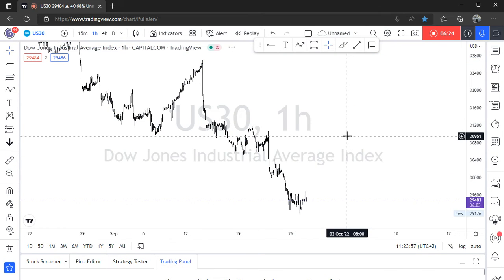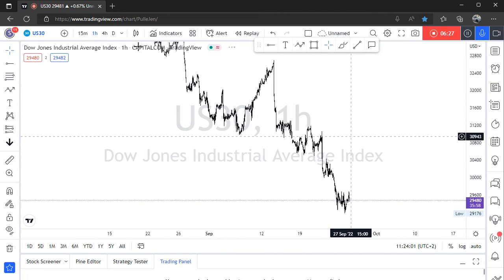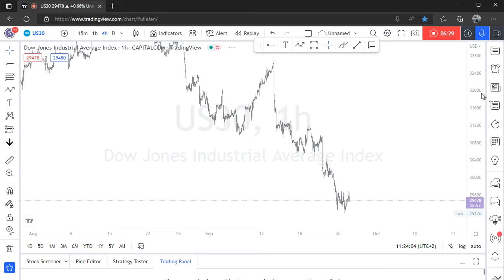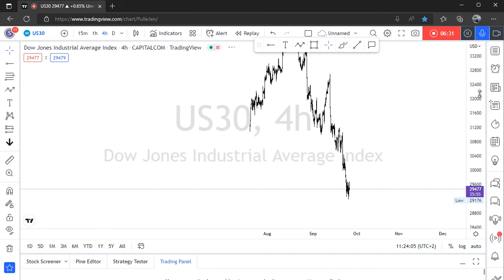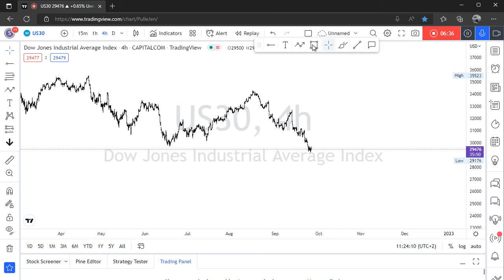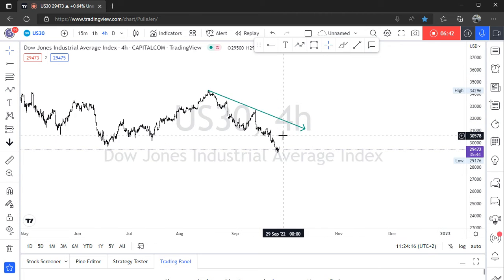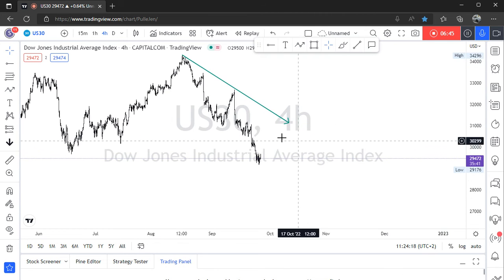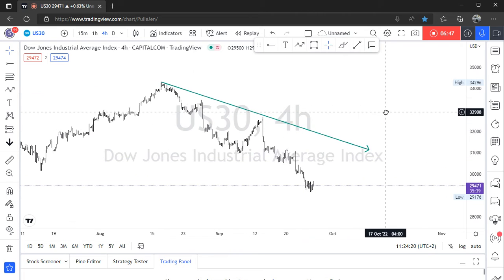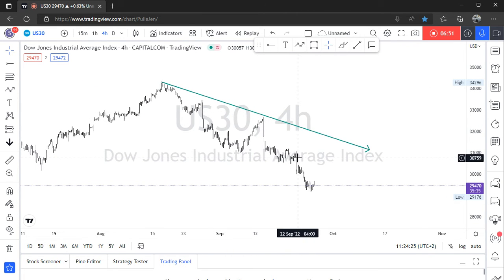The US30, this one too, is also moving to the downside, and probably it's this thing of the recession and inflation going up, the interest rates and stuff. You can also see that price is in a downtrend for now. We are making down movements.